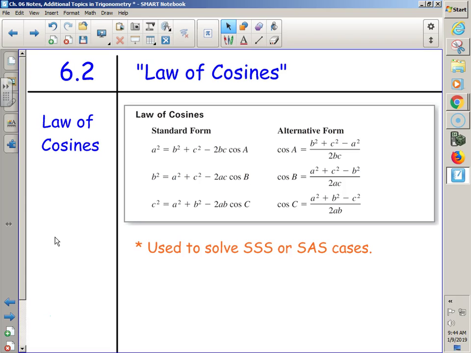Law of cosines says I'll work really great when you give me at least 2 sides. Law of sines, I work really great when you give me at least 2 angles. Law of cosines, I'll work really great if you give me sides.